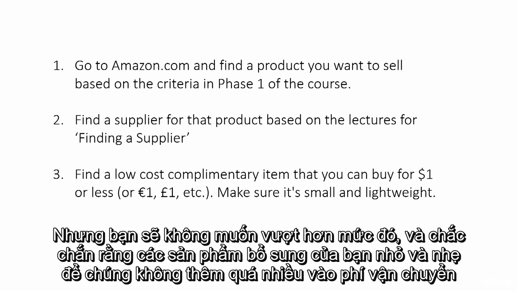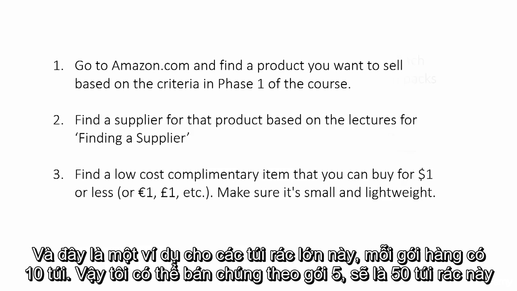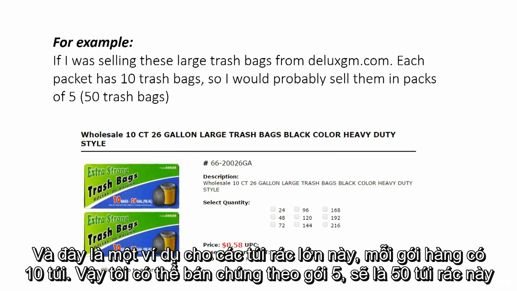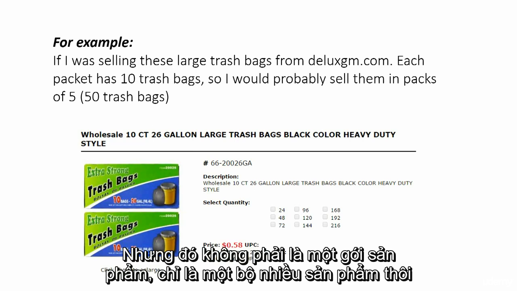And make sure that your complementary product is small and lightweight, so it's not going to add anything significant to the shipping. Now here's an example. For these large trash bags, each packet has 10 trash bags, so I could sell those as a pack of 5, so that would be 50 of these trash bags. But that in itself is not a bundle, that's a multi-pack.